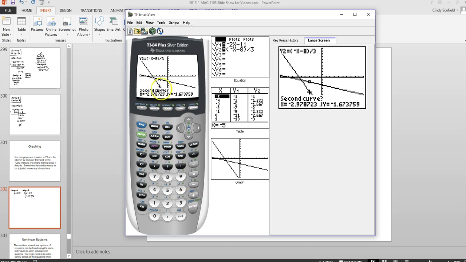Enter. Then it jumped to the other line. That's the second line or second curve. Enter. And yes, guess where they intersect. You get negative 5 comma negative 1. And that's exactly what I expected, because when I solved this earlier by substitution, that was the solution I got for the system. Negative 5 comma negative 1. So there's an example of them intersecting in one point.